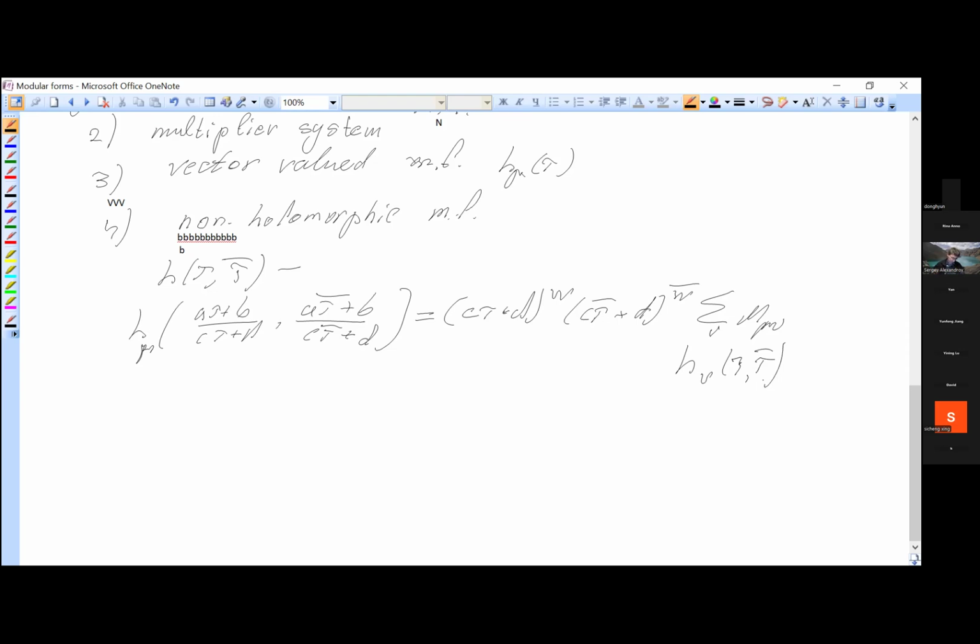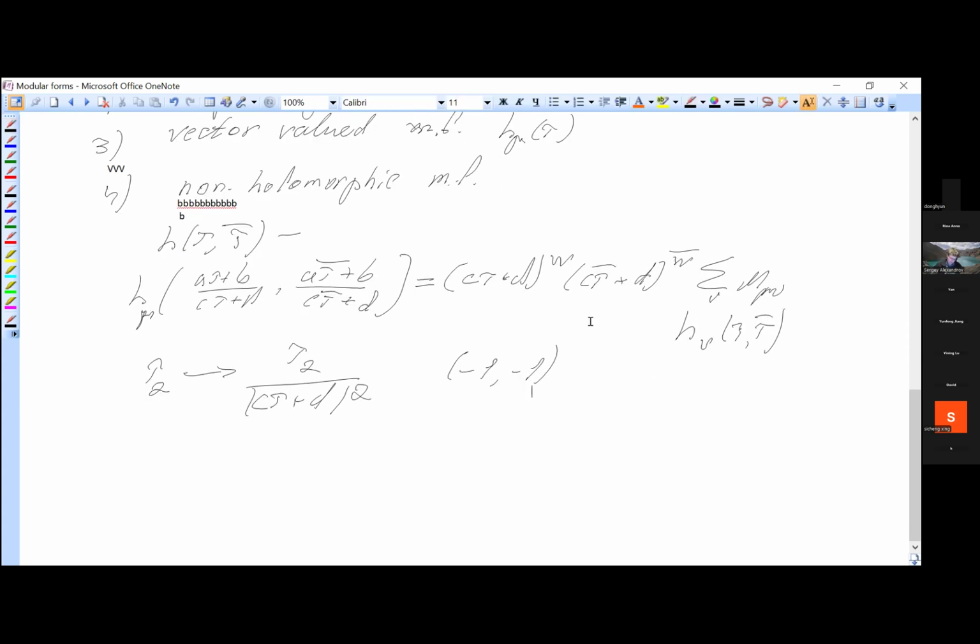Okay. And again, the simplest example, well, just consider the imaginary part of tau. And it's known that it transforms like c tau plus d modulus squared, which means that this is a modular form of weight minus 1 minus 1. Okay, so very easy. So these are all definitions which we need for modular forms. But now we want to consider even something more interesting.